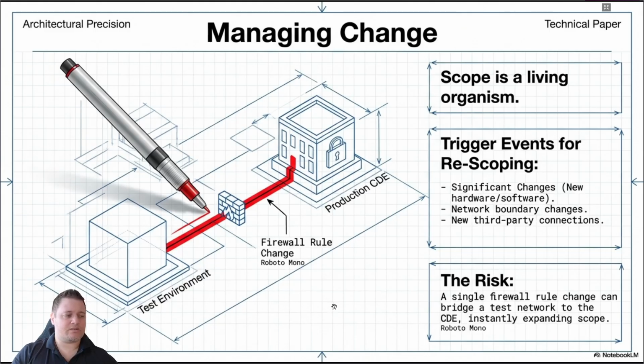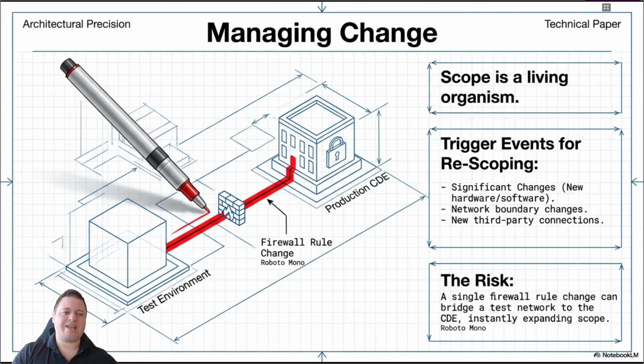The risk: a single firewall rule can bridge a test network to the CDE, instantly expanding the scope. That is true, a single firewall rule. Let's say port 80, which is internet, is normally closed because it's an unsecured internet protocol. You use port 443 for secured web, HTTPS, basically. Port 80 is just for regular HTTP, your old style internet access, which is not secured.